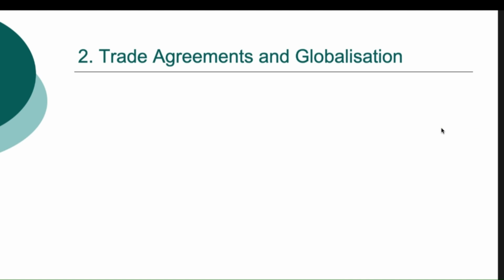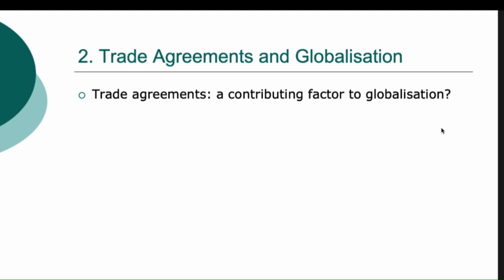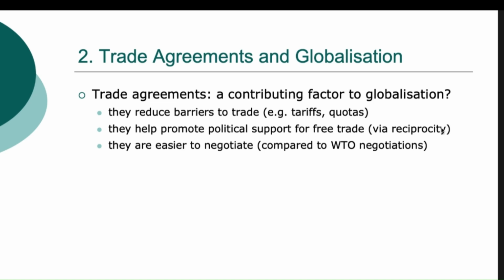So let's think about some of the questions then about trade agreements, beginning with their relationship with globalization. If you're doing geography A-level, you might well have been learning about how trade agreements are viewed as a contributing factor to globalization, one of the causes of globalization. And that's certainly true to some extent. Obviously, trade agreements reduce barriers to trade. That's essentially what they do, between the member countries. And that leads to more trade, more flows of goods and services between countries, part of globalization.